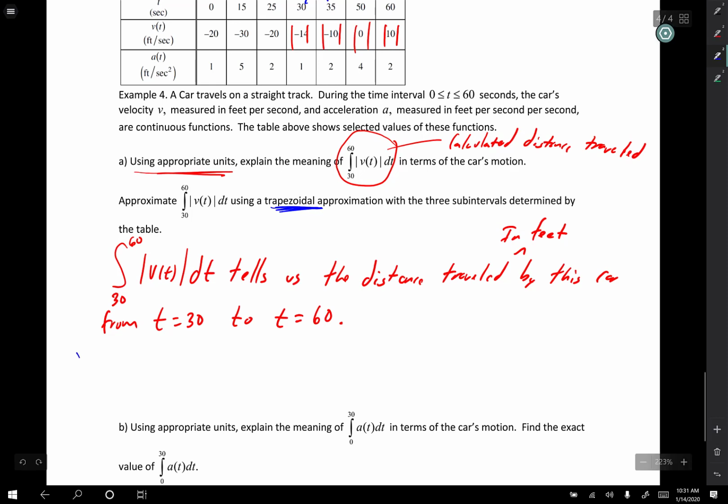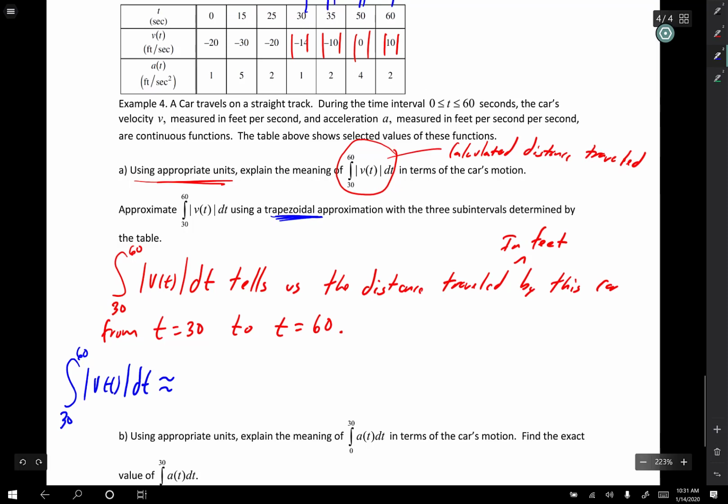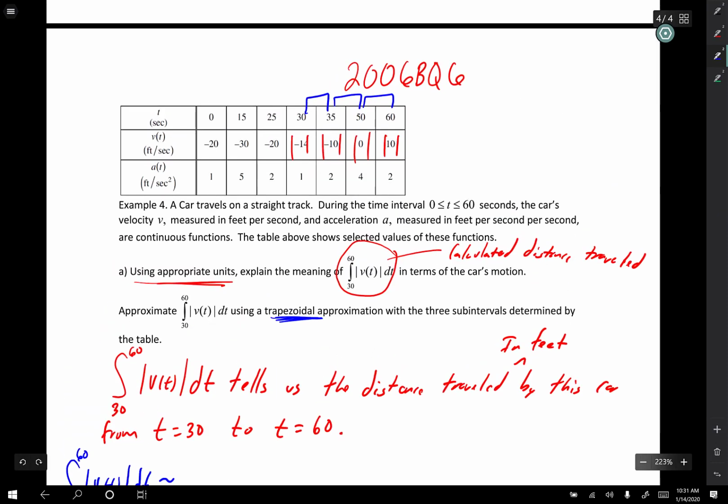So I'm going to write integral 30 to 60 absolute value of v of t dt is approximately, all right, the height. The height of my first trapezoid. Oh, I guess, how do you determine how many trapezoids you have? Like this, guys. Here's what I do to help me.